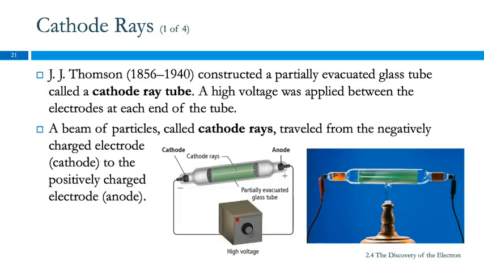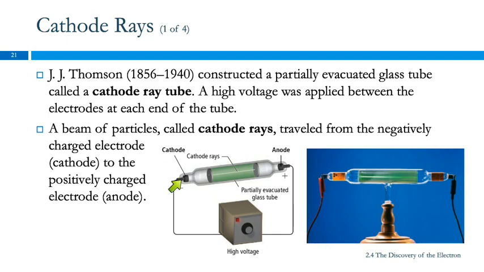So jumping forward a little bit, J.J. Thomson, late 1800s, made something called a cathode ray tube. And here we have a photograph and a diagram. This is a partially evacuated glass tube, and you apply a high voltage across the ends. In a way, it's kind of like a fluorescent light, but a little bit different.